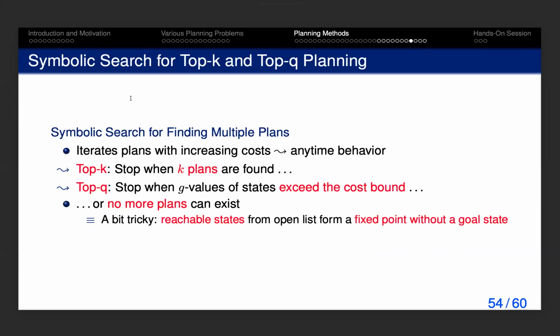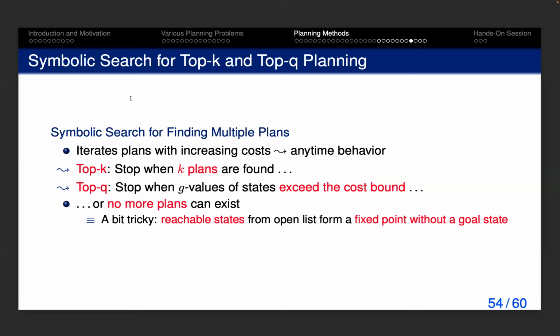But actually, what I just showed you is symbolic search for finding multiple plans. So what we do is we iterate plans with increasing costs. We have a really nice anytime behavior. It's not that we have different phases and always have to shift between those, but we do this forward search, and whenever we reach a goal state, we extract the plans. For top-K planning, we simply stop when we have found K plans. And for top-quality planning, we stop when we exceed the cost bound.